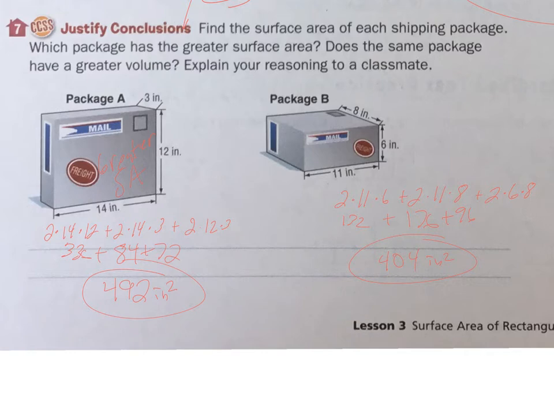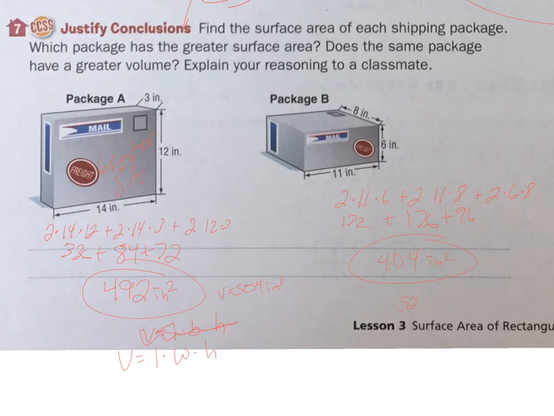Remember how we find volume? Volume of a rectangular prism is volume equals length times width times height. So we just multiply all three of them together. So on this one, it's 14 times 12 times 3. So the volume of the first one is 504 inches cubed. And this one is 11 times 6 times 8.